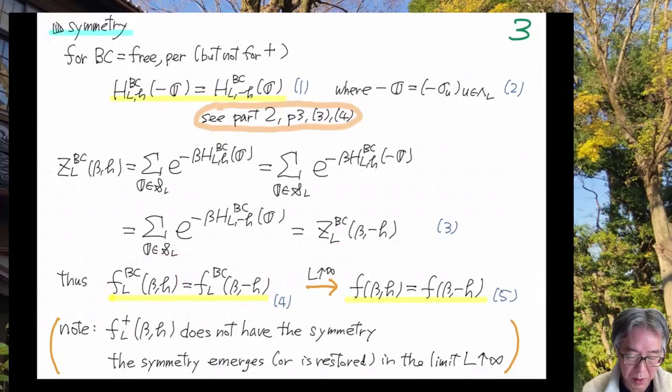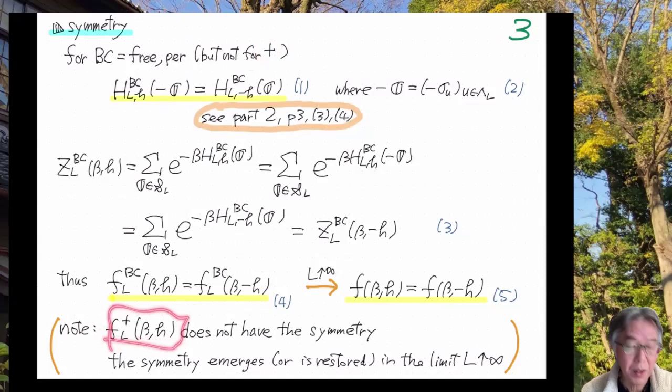And then you take the limit in which L goes to infinity. Again, we are assuming the existence of the limit. And so we get this. Okay. And this is an important note. As I said, this argument does not work if I use plus boundary condition.